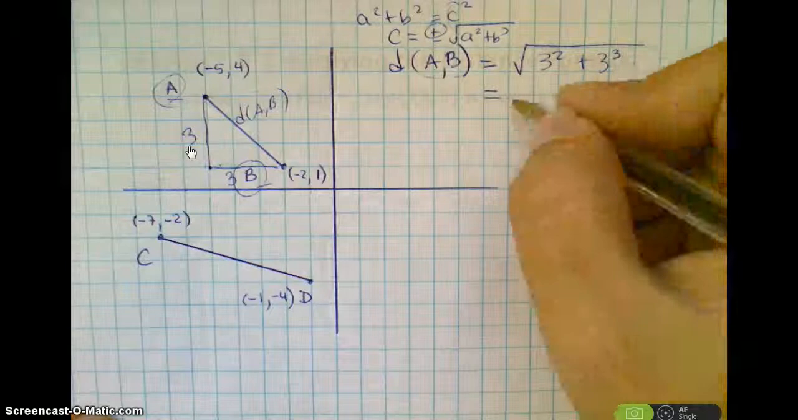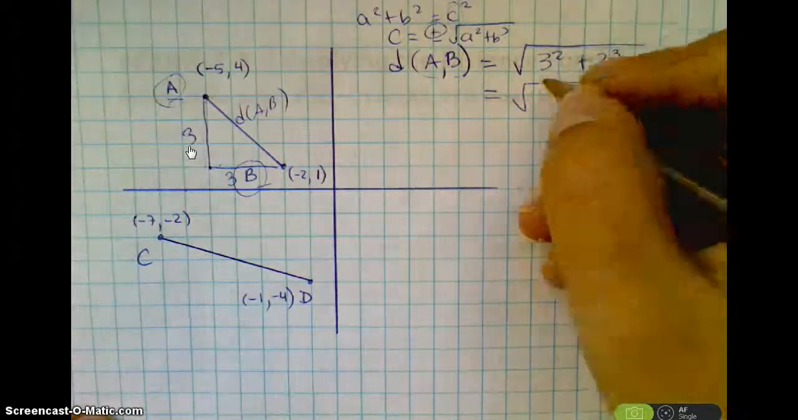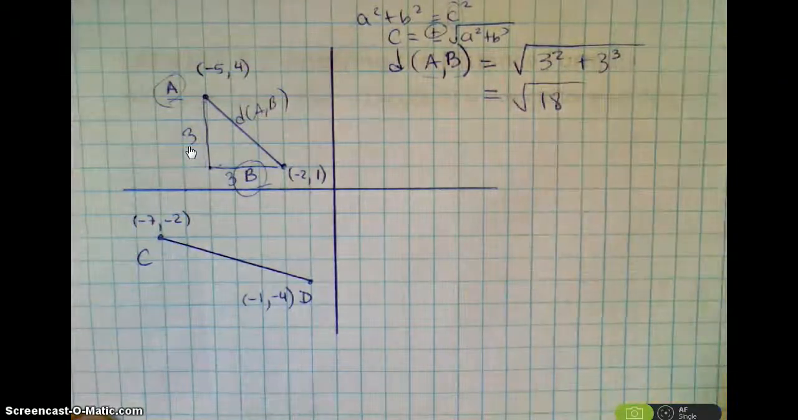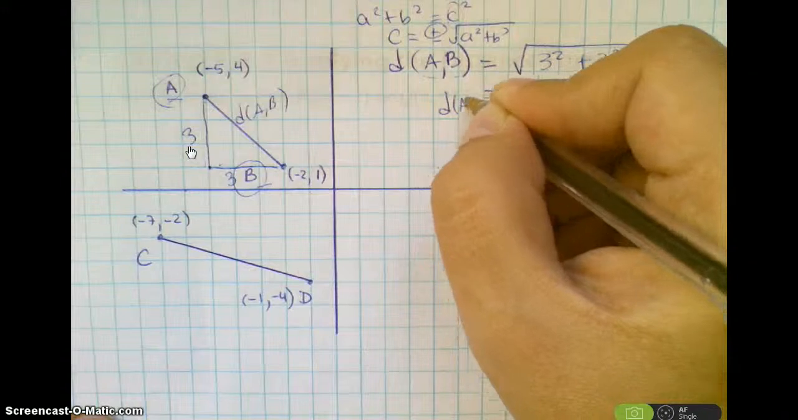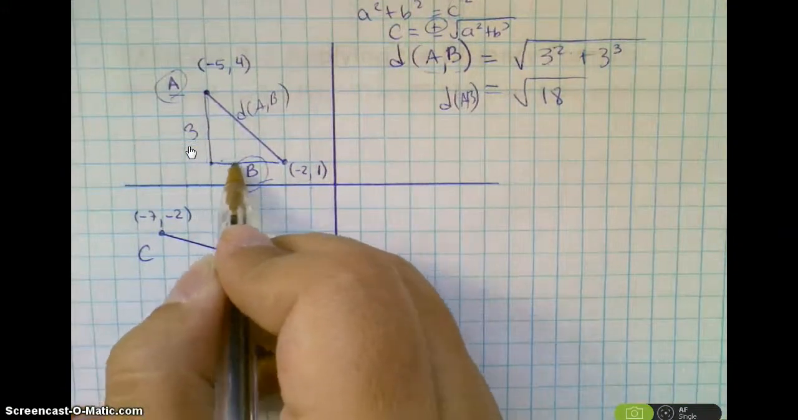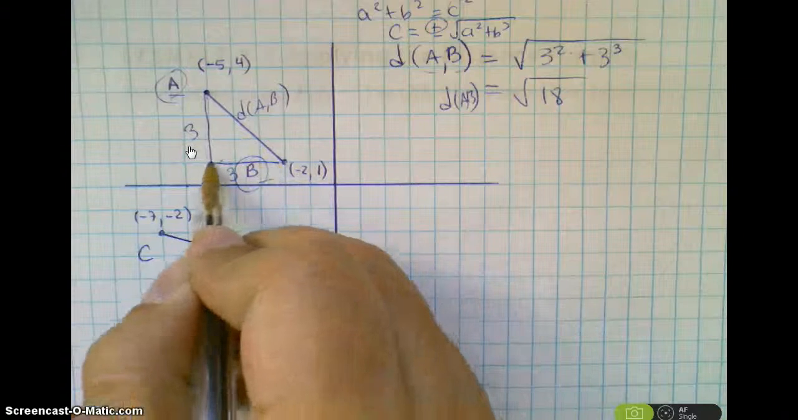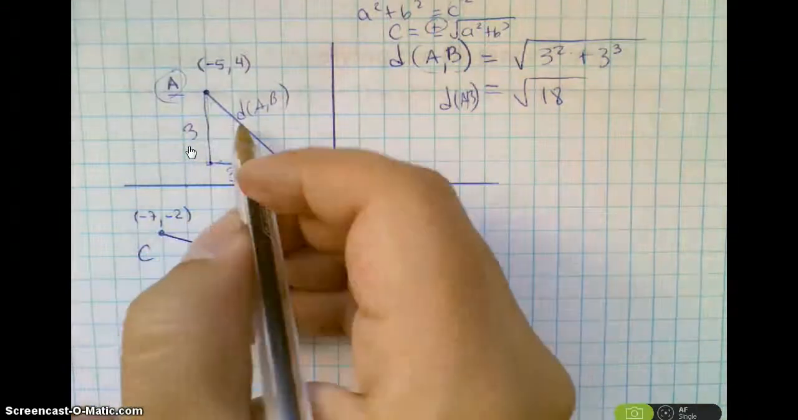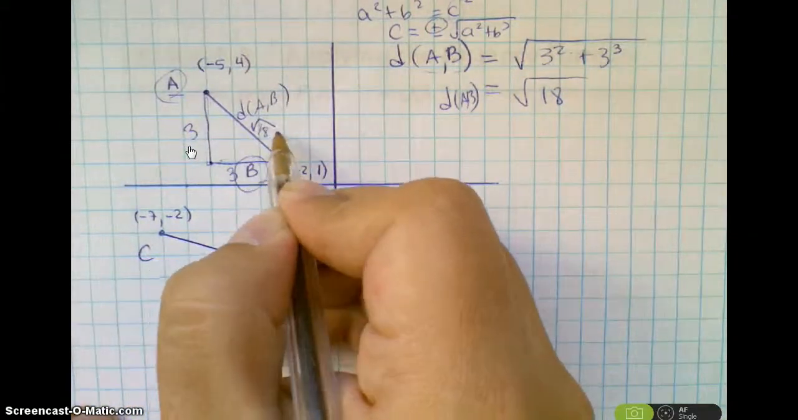So in here, this would be the square root of 3 squared, which is 9, plus 9, the square root of 18. And that will be the distance. That means that if there are 3 squares in between these 2 points, between these 2 points I have a distance of square root of 18 squares.